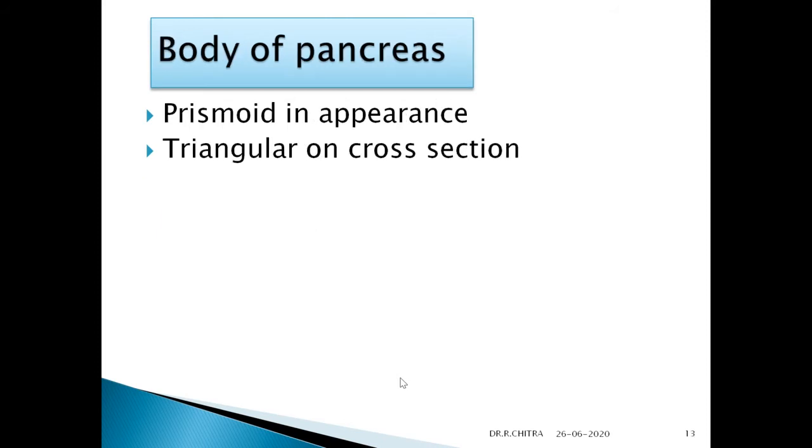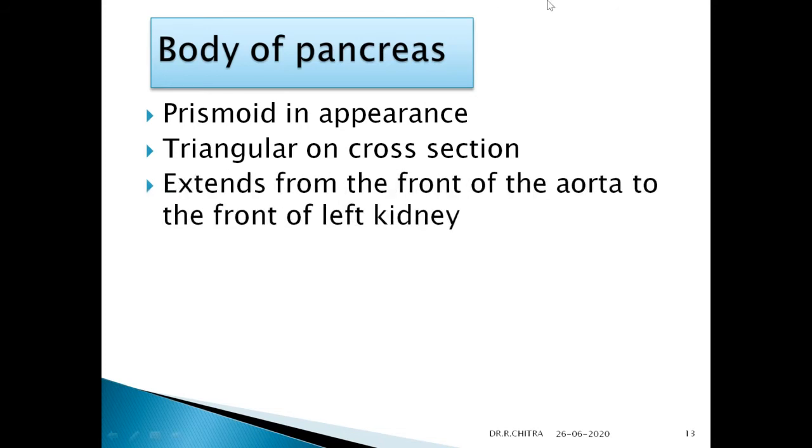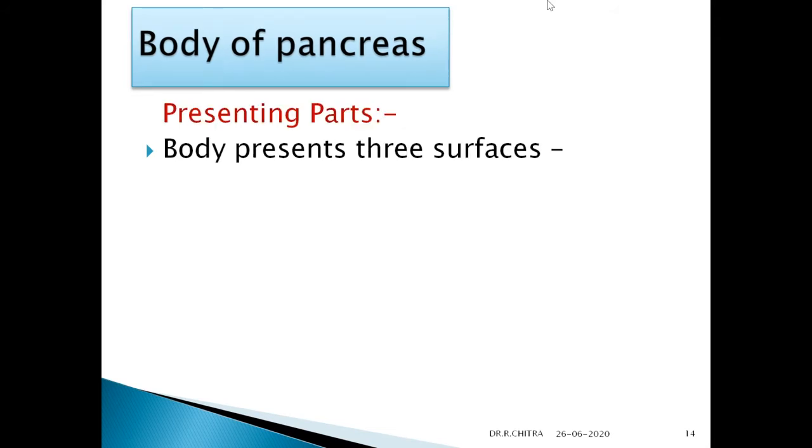This body, we should now see the body of the pancreas. It is prismoid in appearance so that it is triangular on cross section. Head, you should understand it is flattened and had only 2 surfaces. But if you see this body of the pancreas, it is triangular and it has 3 surfaces. It will have 3 surfaces and 3 borders. Extent of the body of the pancreas from the front of the aorta to the front of the left kidney.